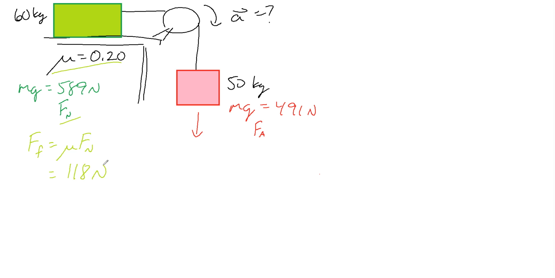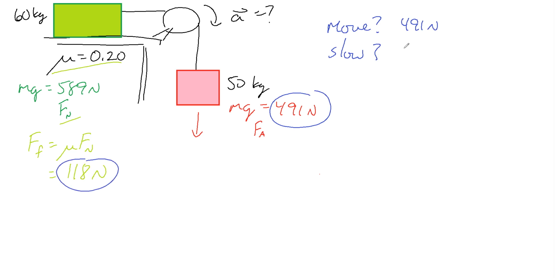So let's see if we can piece things together. How much is trying to move it? Well, the only force actually trying to move it is that 491 newtons. Nothing else. What's slowing it down? Well, that's of course friction, the 118 newtons. So I've got 491 trying to move it, 118 trying to slow it down. If I subtract those two, that gives me my net force: 491 minus 118 is about 373 newtons.